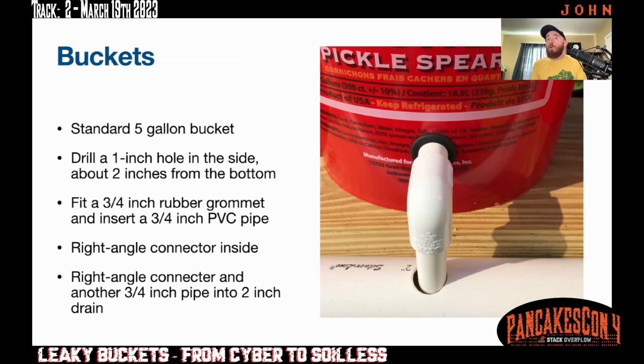You'll drill a 1-inch hole in the side here, about 2 inches from the bottom. You get one of these 3/4-inch rubber grommets and fit it in there. Then you'll take a 3/4-inch PVC pipe and slide it through. That'll actually be the hardest part. You'll need to get it kind of wet and maybe a little soap on it to get it to squeeze through. But that'll be your seal there, your water seal. And you'll have a right angle connector inside to keep the grow medium from going back into the drain. And then on the front side, you'll have another right angle that goes down into your 2-inch drain pipe.